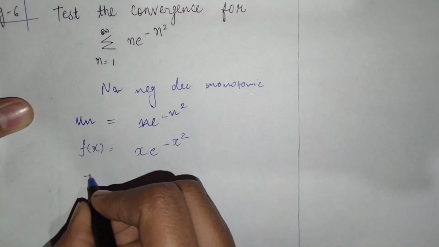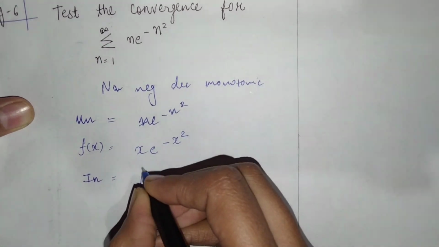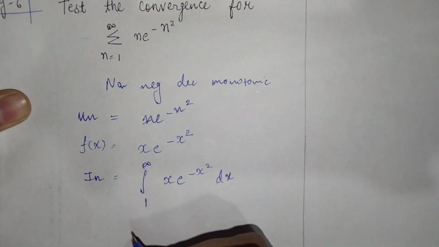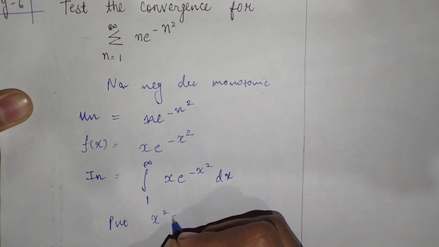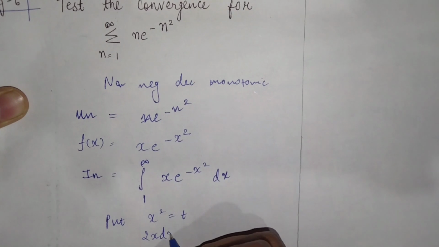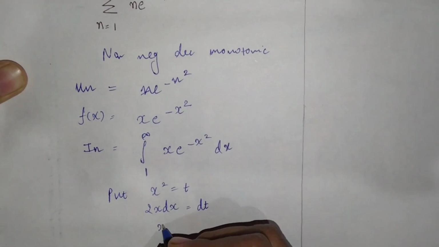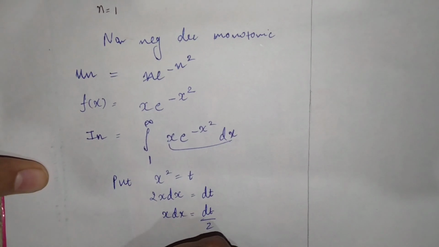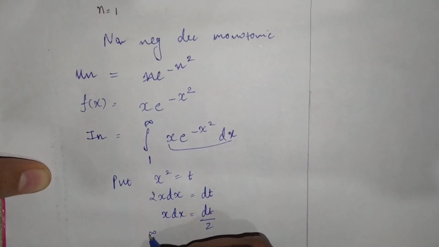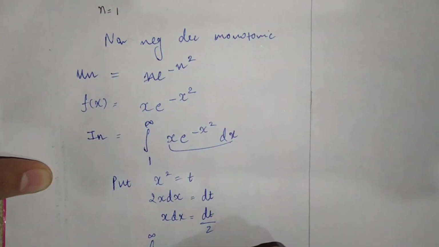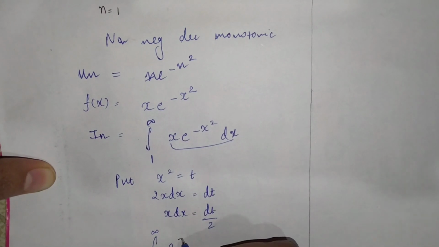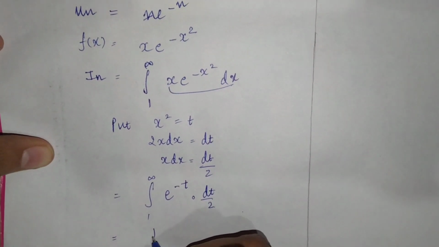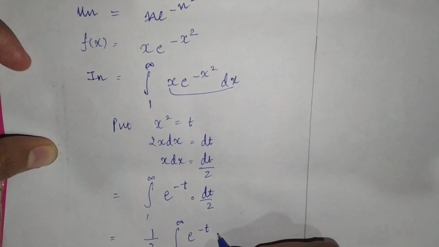Now again we have to find the integral, that is equal to 1 to infinity x e raised to minus x square dx. Now here we can assume x square equal to t, and differentiating both the sides we will get 2x dx equal to dt. So the value of x dx will be dt by 2. So here in place of x dx we can write dt by 2. So putting the values, the limit will remain 1 to infinity. So here we can write e raised to minus t, since x square is t, into dt by 2. Okay. And writing 1 by 2 outside, we can write 1 to infinity e raised to minus t dt.